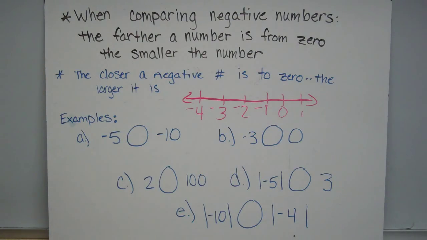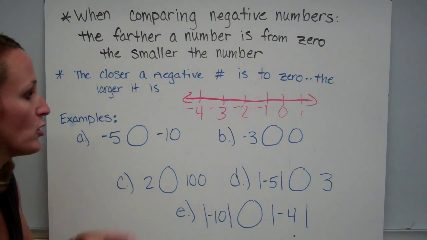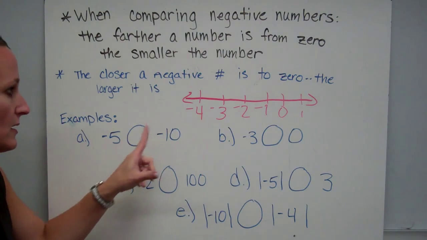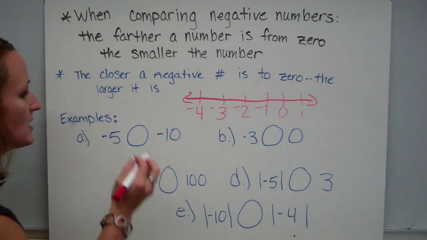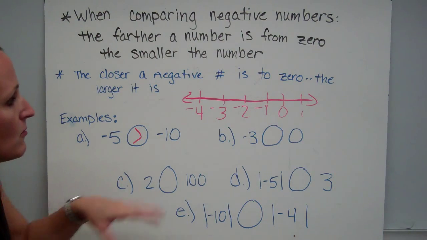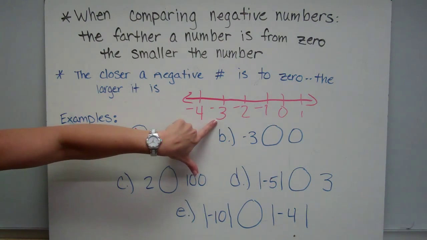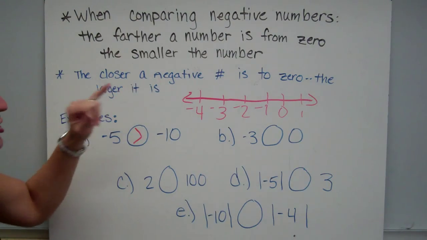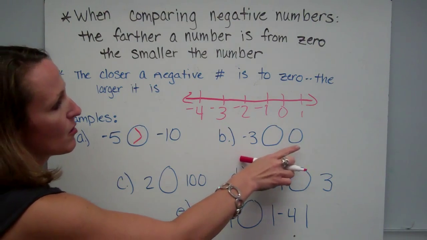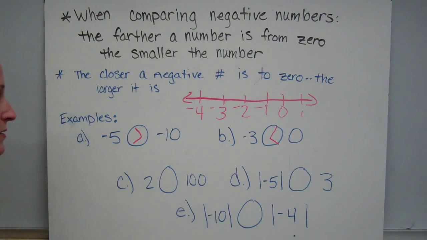So let's look at some examples. If we have -5 and -10, which one's larger? Well, you know that -5 is coming closer to 0 than -10, so that means that -5 would be your larger number. What about -3 and 0? Well, here's 0, here's -3. The rule is that the closer it is to 0, it's larger, but actually, since 0 is there, it's larger.